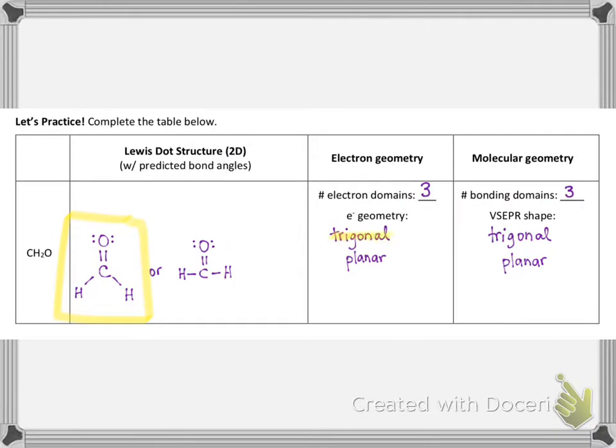All right, so let's go back to formaldehyde because I totally forgot to do a bond angle on that one. But remember, if I know the electron geometry, the angles are easy. Trigonal planar, well, they're all flat in a plane, and you take your 360 degrees, your full circle, and divide it into 3. So that means the bond angle must be 120 degrees.